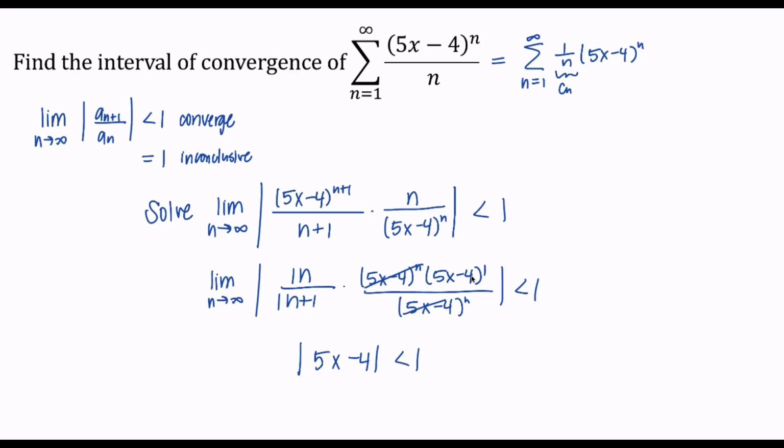So if we want to go to the interval of convergence, or the incomplete interval of convergence, we're going to make this a 3-part inequality. So -1 is less than 5x minus 4 is less than 1.